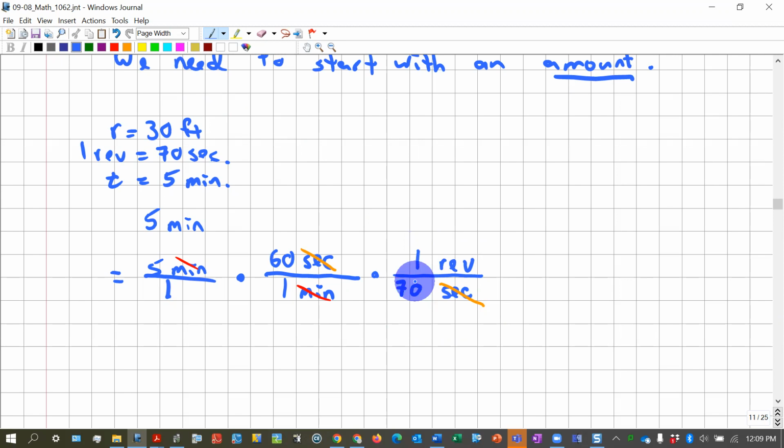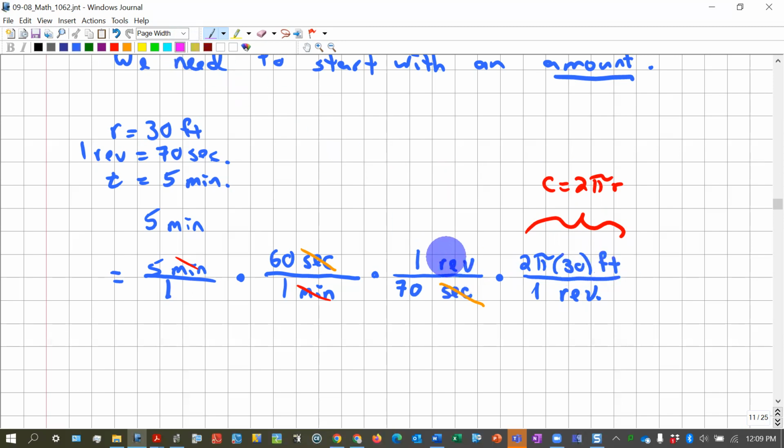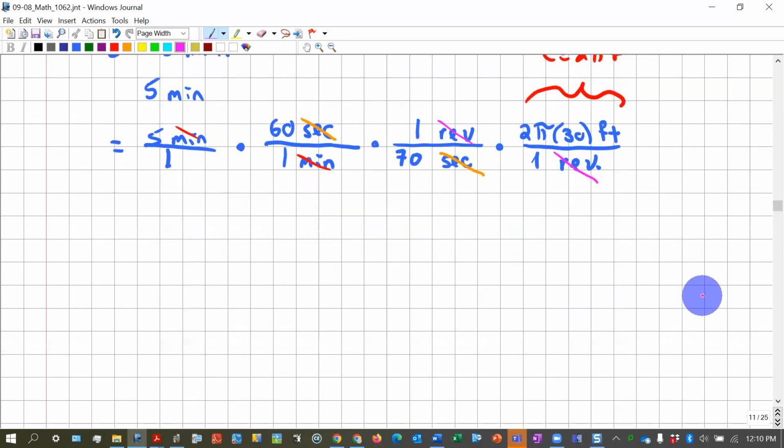And the key idea is that in one revolution, the car is going to travel one circumference's worth of distance. So 2 pi times 30, and those units are feet. And now we have converted time to distance.